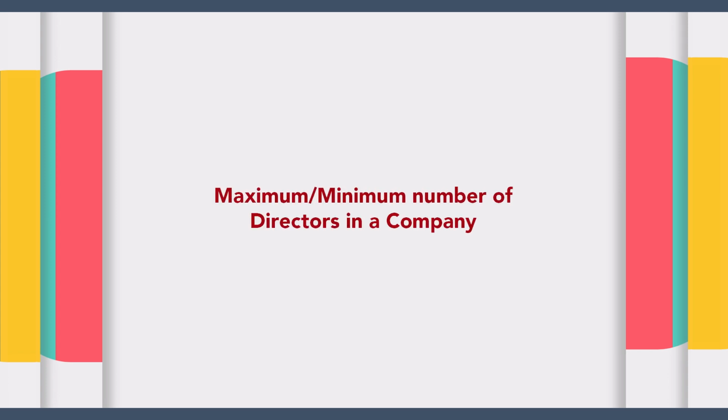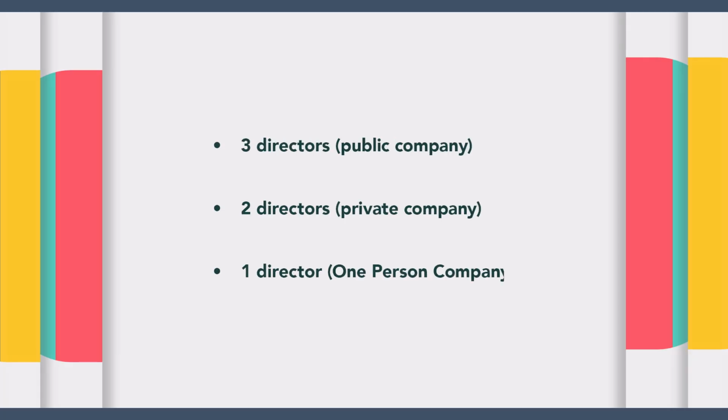Dear students, we now talk about the maximum and the minimum number of directors in a company. Section 149, Clause 1 of the Companies Act 2013 provides that every company shall have a minimum number of 3 directors in case of a public company, 2 directors in case of a private company, and 1 director in the case of a one-person company.